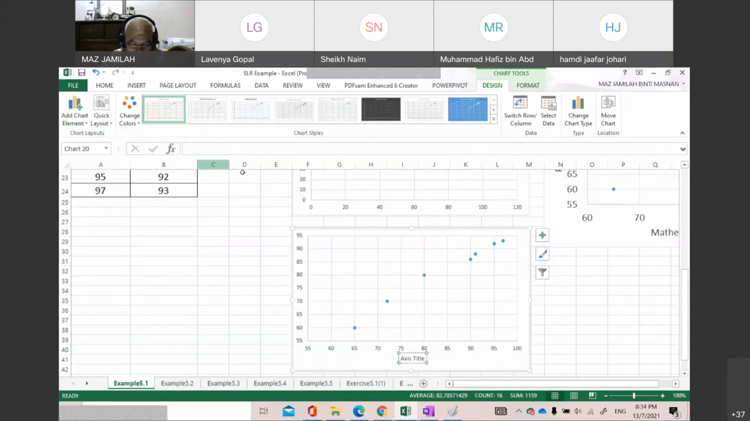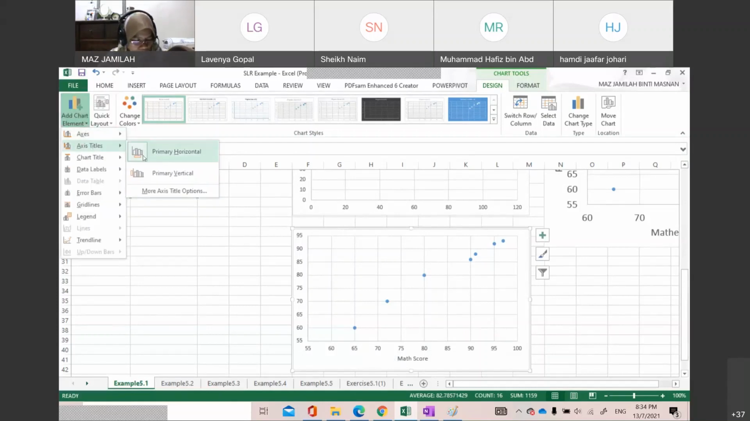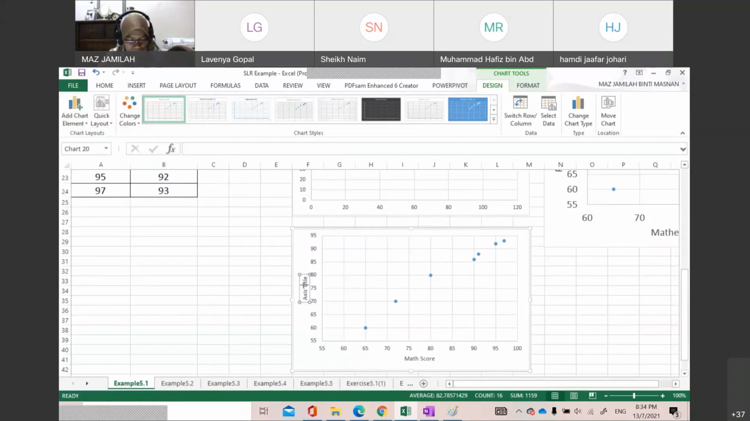Okay, so for the x-axis, put mathematics score. And then once you're done, you can click your graph, go again to your add chart element, go to y-axis, and then you can change the name into physics score. Okay, so that's how you can do your scatter plot.